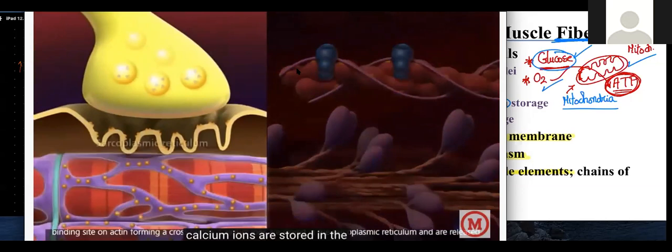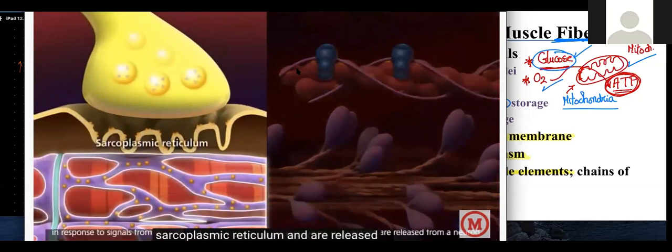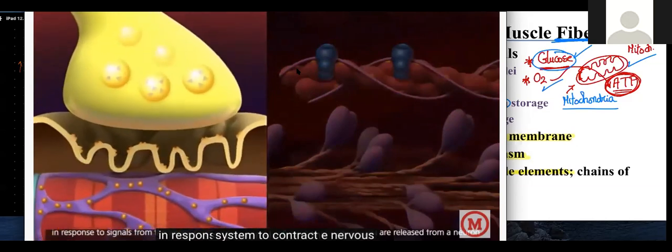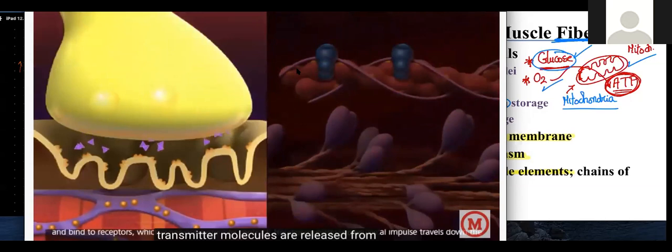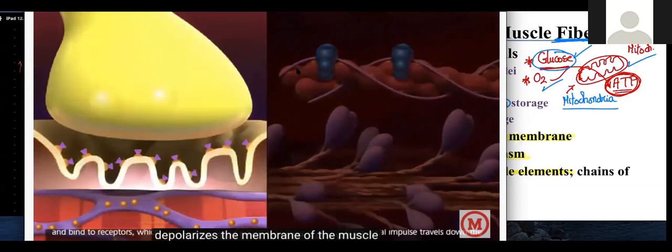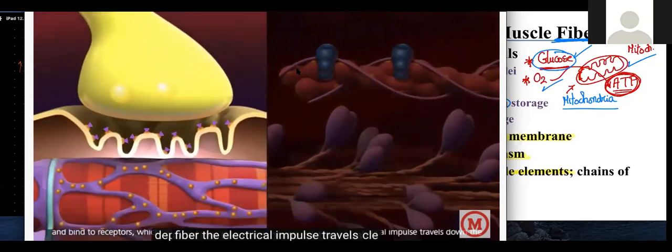Calcium ions are stored in the sarcoplasmic reticulum and are released in response to signals from the nervous system to contract. Neurotransmitter molecules are released from a neuron and bind to receptors, which depolarizes the membrane of the muscle fiber.